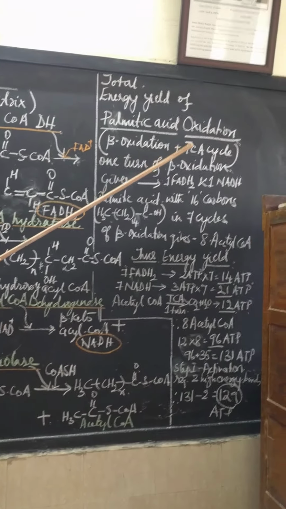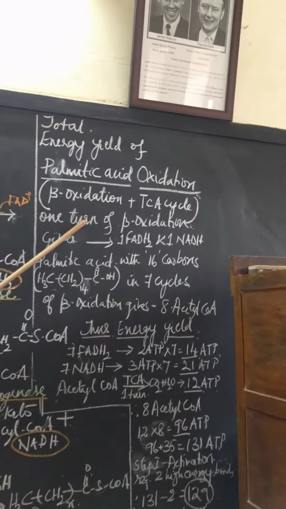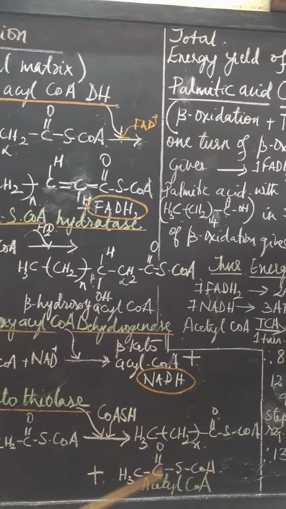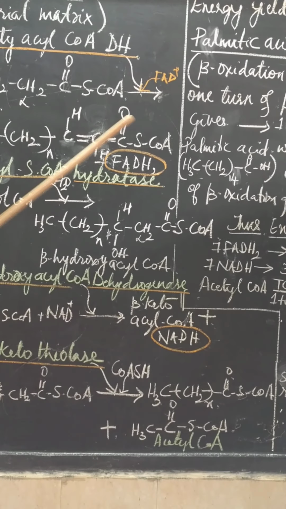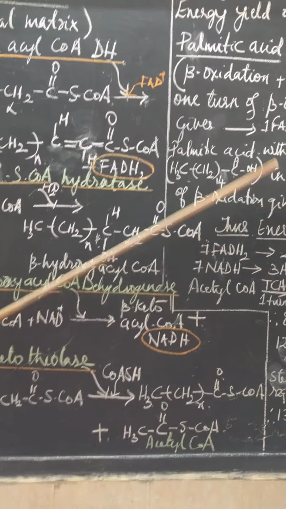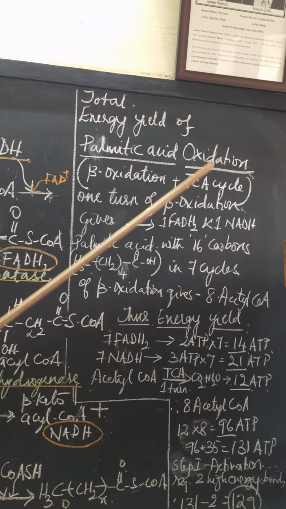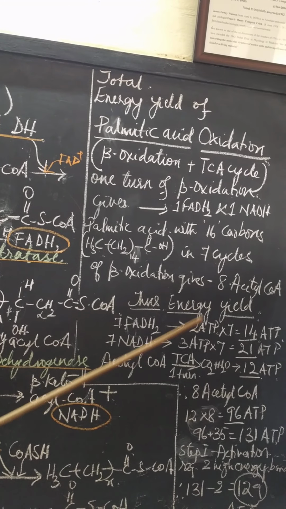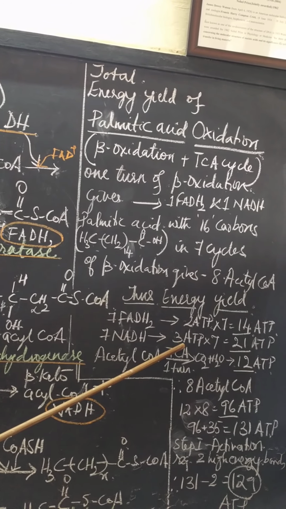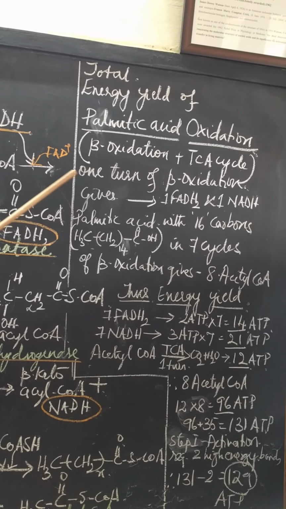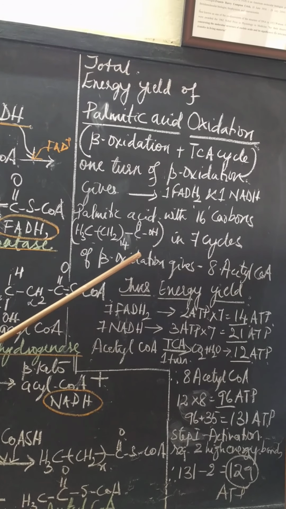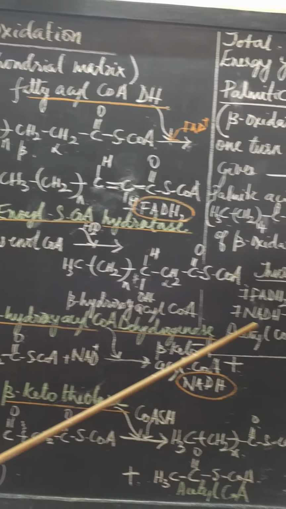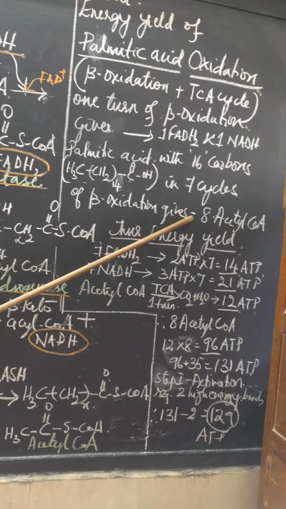Now a sum total of beta oxidation and TCA cycle for one molecule of palmitic acid. We just learned that one round of beta oxidation gives 1 FADH2 and 1 NADH. We know that 1 FADH2 is equivalent to 2 ATP and NADH is equivalent to 3 ATP. So now it will go round. Palmitic acid, since it has 16 carbons, has to splice off 2 carbons at a time, therefore it goes 7 cycles and ultimately I get 8 pieces of acetyl-CoA.